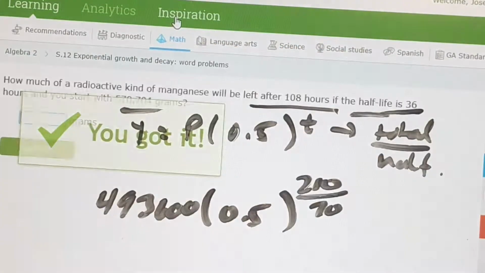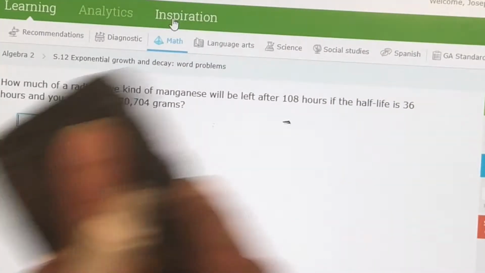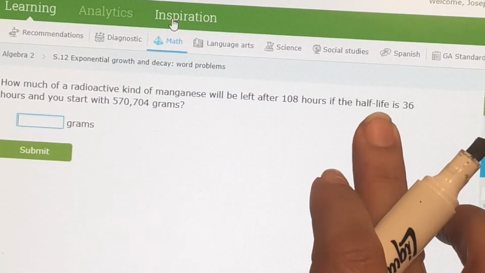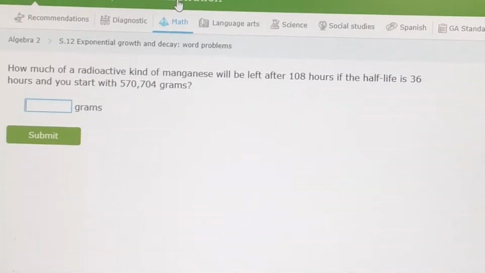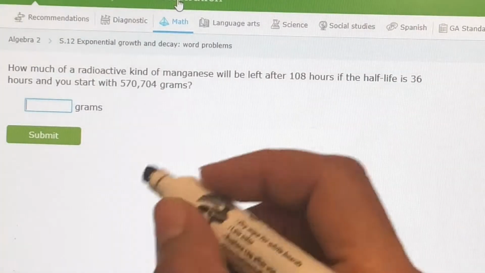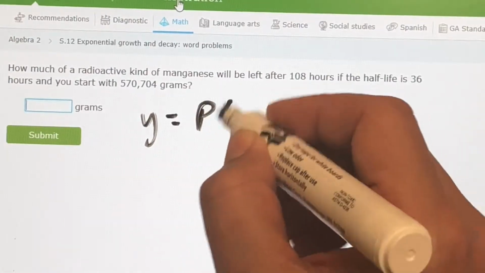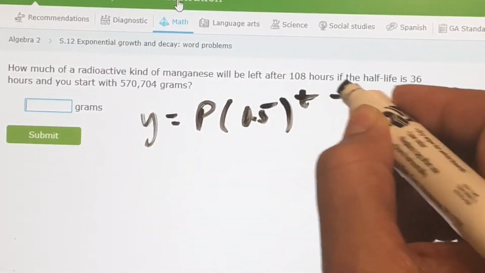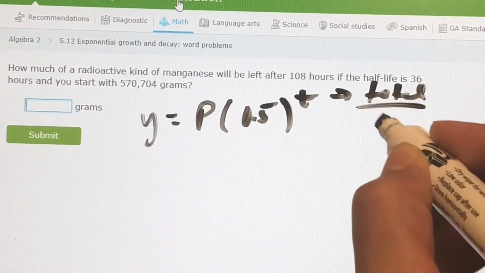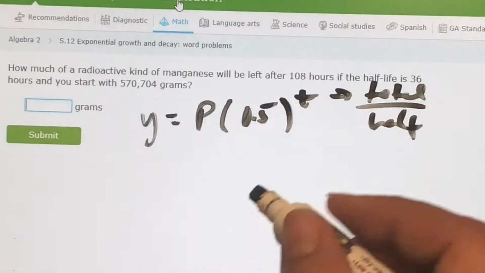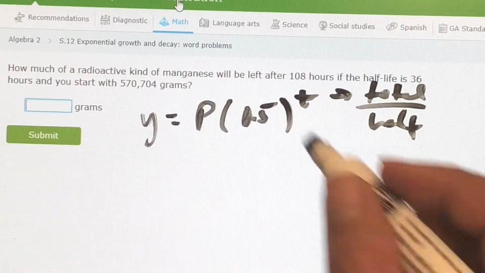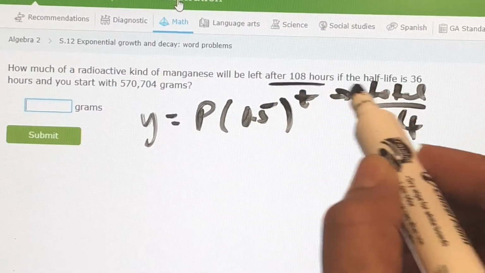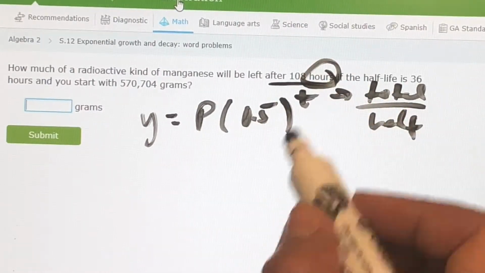61700. Again, this is another half-life, and you can skim through it and see if they're asking for growth, decay, or compound interest, but they're asking for half-life. So for half-life, you write down the formula, y equals P times 0.5 to the power T, where T is your total over your half-life. Fill in the information. How much after 103 hours? This hours is a key that it's time.